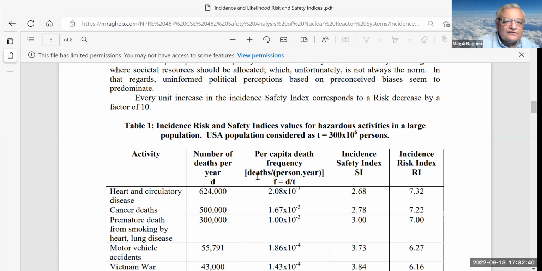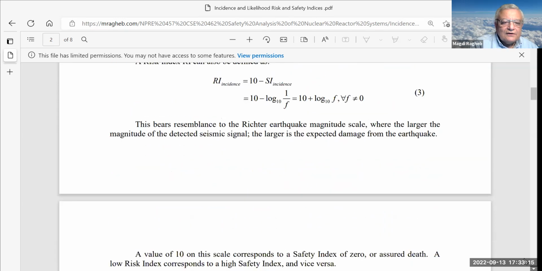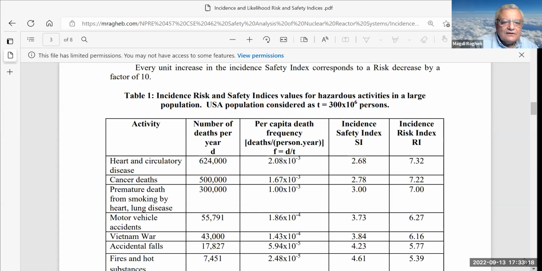It gives us units of deaths per person per year, because the statistics that we have are the number of deaths per year. You divide it into the total population as T here, and these are the numbers that we get. Applying our formula for the incidence safety index that we derived earlier, that becomes the log to the base 10 of 1 over f, the frequency that we calculated. We get these numbers here.